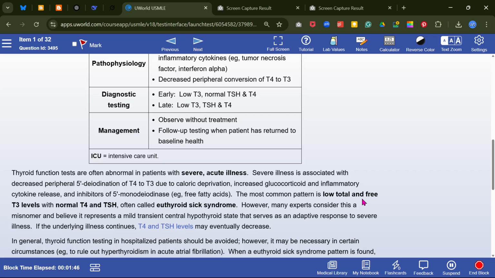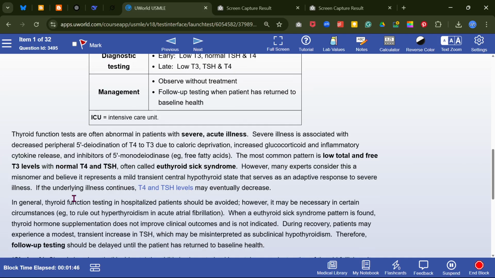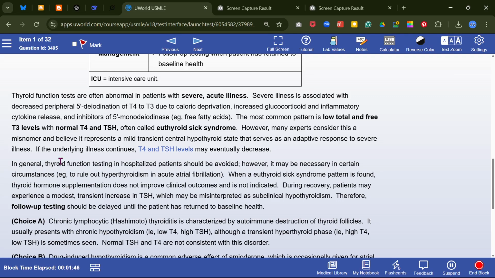However, many experts consider this a misnomer and believe it represents a mild transient central hypothyroid state that serves as an adaptive response to severe illness. If the underlying illness continues, T4 and TSH levels may eventually decrease. In general, thyroid function testing in hospitalized patients should be avoided. However, it may be necessary in certain circumstances, such as to rule out hyperthyroidism in acute atrial fibrillation.